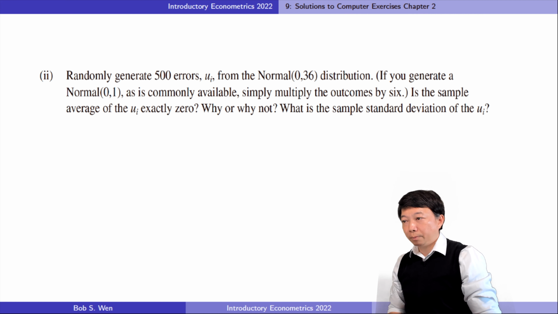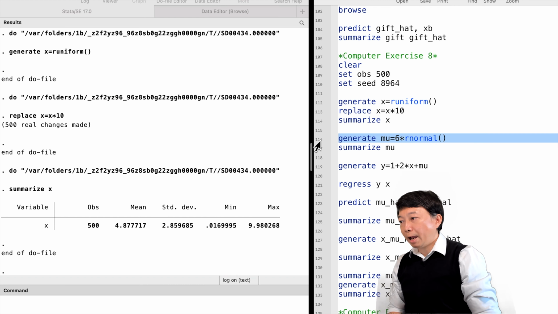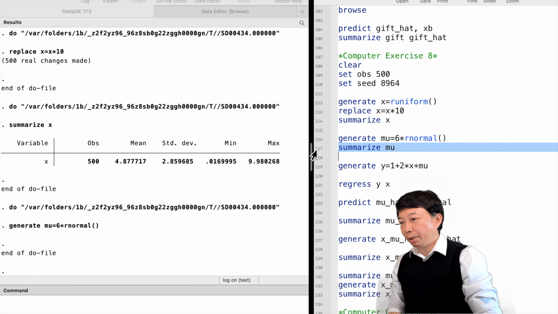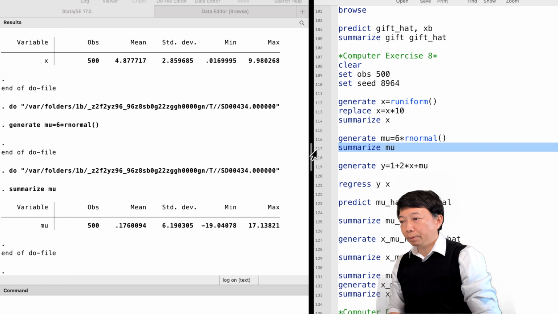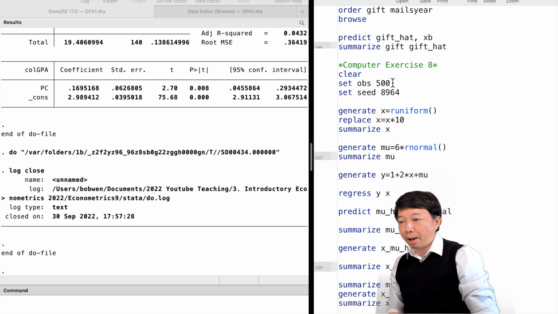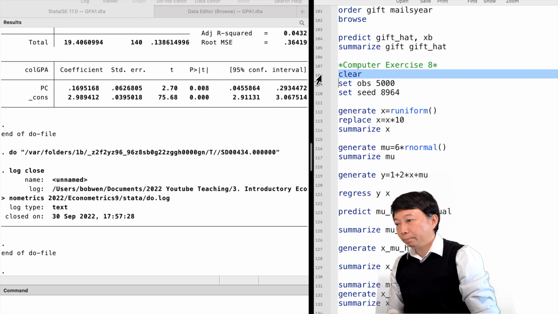For the second question, we use the Stata function rnormal to generate 500 errors that are randomly normally distributed. The sample mean is 0.176 and the sample standard deviation is 6.19. The sample mean is not exactly 0 because the sample size is only 500. If we try 5,000 observations, we will have a sample average pretty close to 0. The sample standard deviation is close to the population standard deviation.